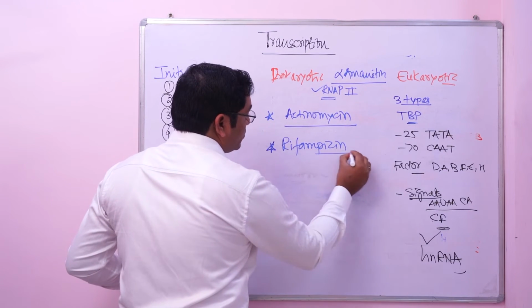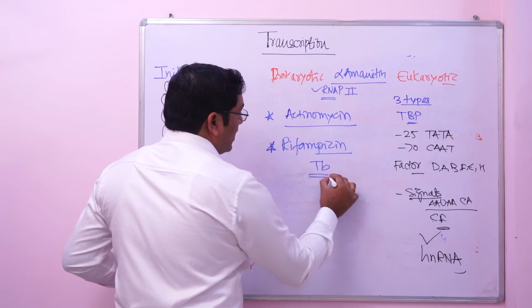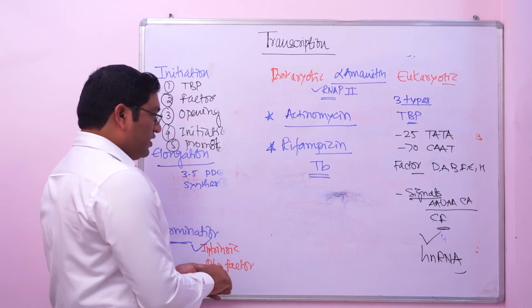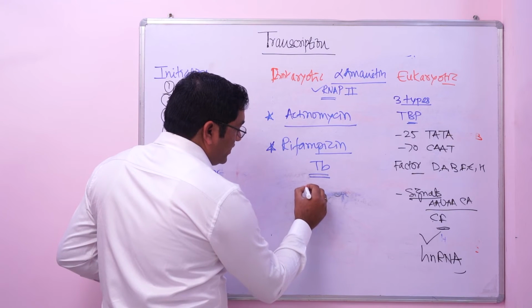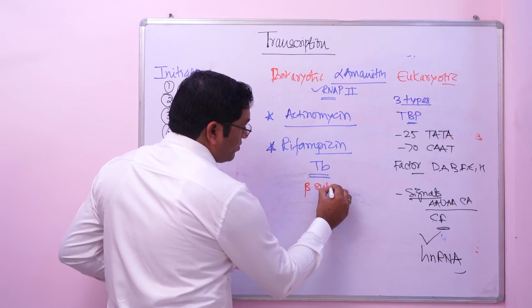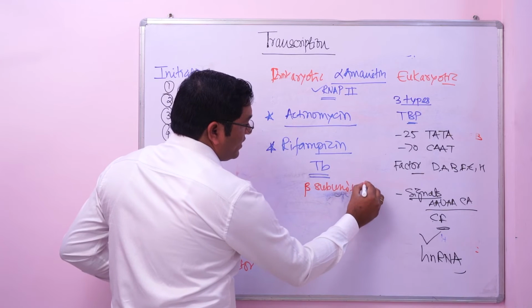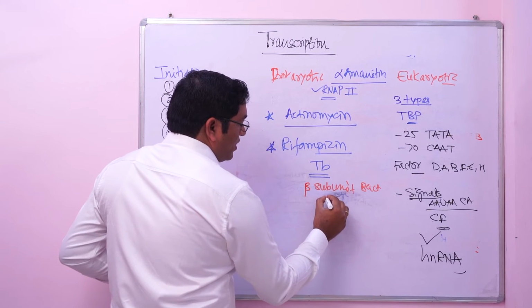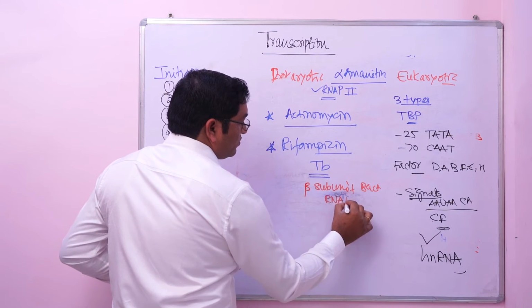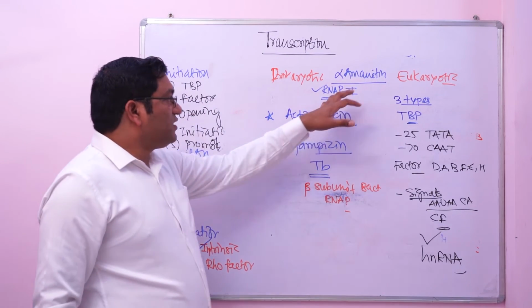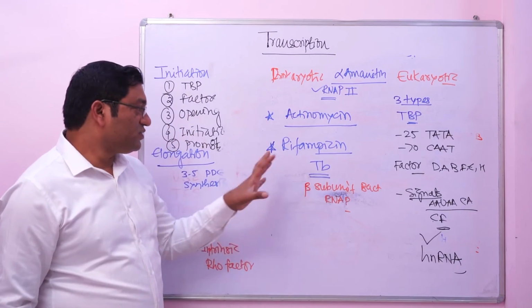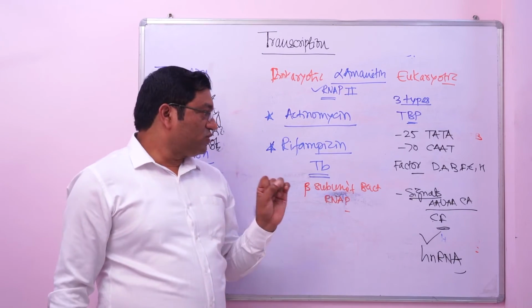It is a drug which is used in tuberculosis, and it causes the inhibition of bacterial RNA polymerase. It inhibits the beta subunit of bacterial RNA polymerase and inhibits the transcription process. So rifampicin, actinomycin and alpha amanitin are the inhibitors of the transcription process.